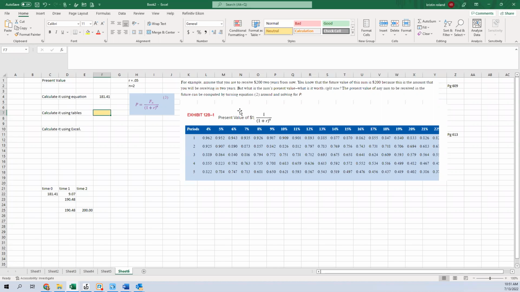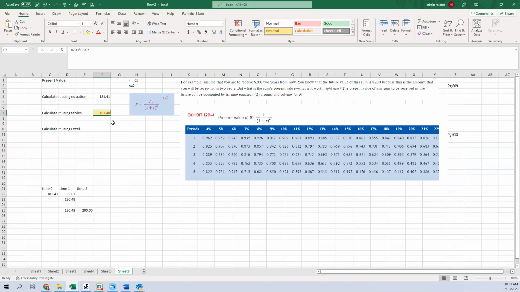Here we're going to use the present value of a dollar table. This is on page 613 in your book. You have to find the appropriate interest rate, which is 5% for this problem, and N is 2. So we end up with this factor 0.907. You take your future value amount, the 200, and multiply it by the factor. They're basically just turning this inverse relationship into a decimal. And so you're going to end up with the same number. This is off by a cent, but you're going to have rounding errors.